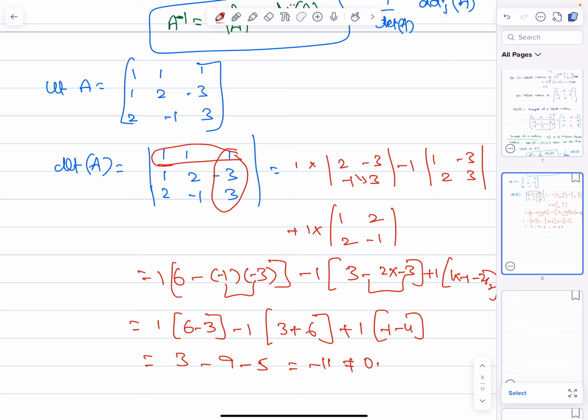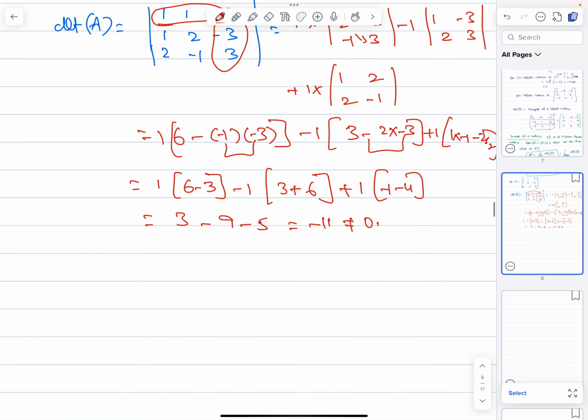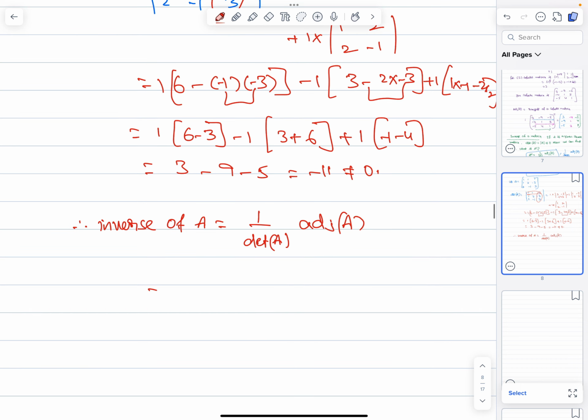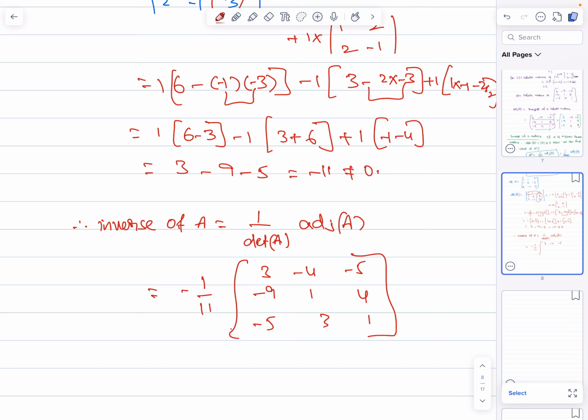Therefore, inverse of A is equal to 1 by determinant of A into adjoint of A. What is that? It is minus 1 by 11 into the adjoint matrix you have already written previously. So that is 3 minus 4 minus 5, minus 9 1 4, minus 5 3 1. This is your inverse of A.